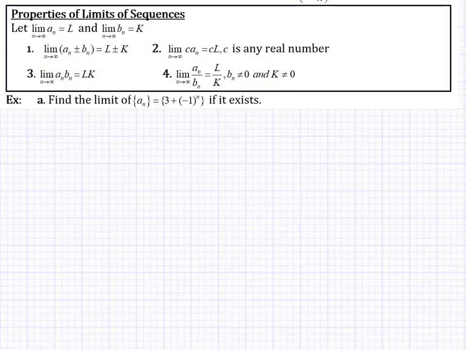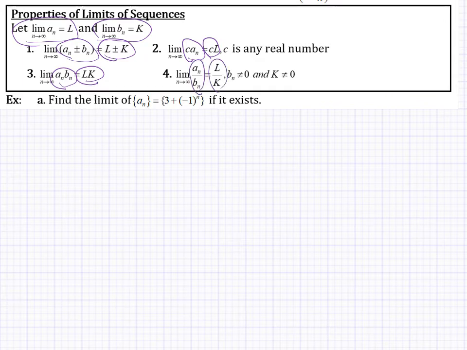A couple of properties here, very similar to the function properties: if we have two limits that exist, a sub n equals L, b sub n equals K. Let's say we want to do the limit of the sum of the two sequences. Well, then we just do the sum of the limits. Same thing for difference. If we have a constant multiple times one of the sequences, we just take the constant multiple times the limit. If we have the product of the two sequences, then we do the product of the limits, and the quotient of the two sequences, we would do the quotient of the two limits.